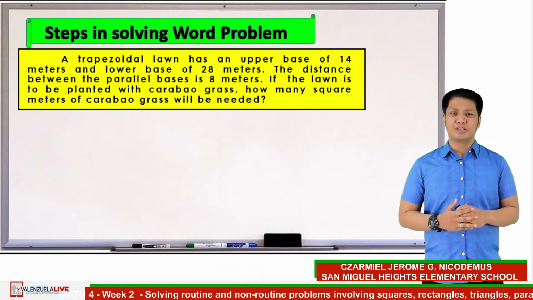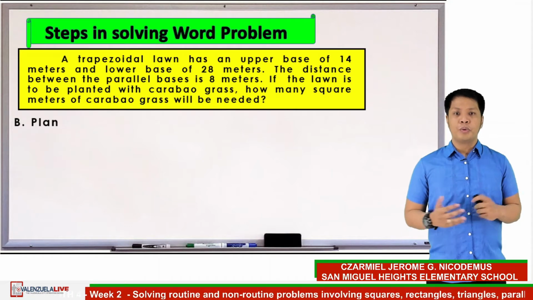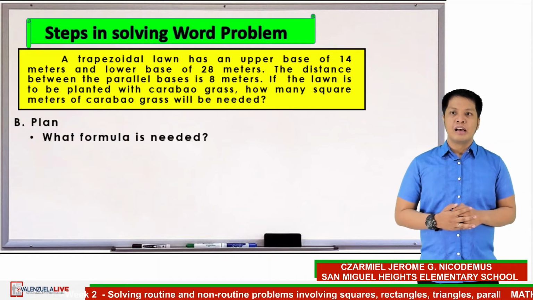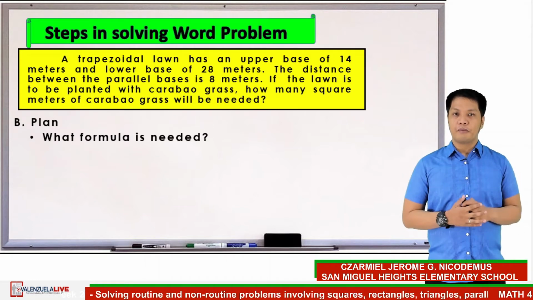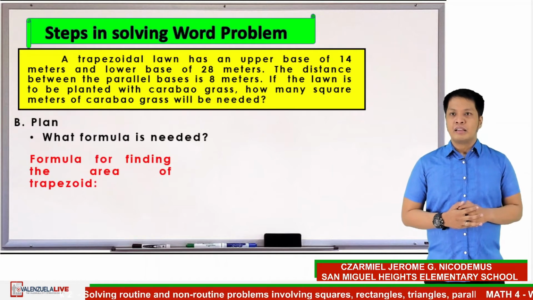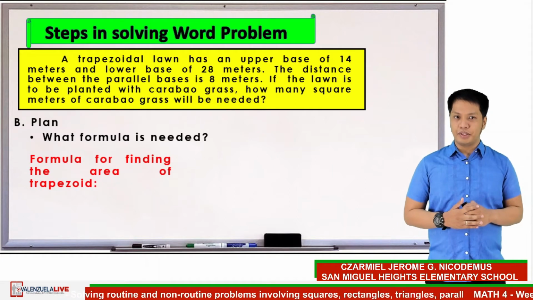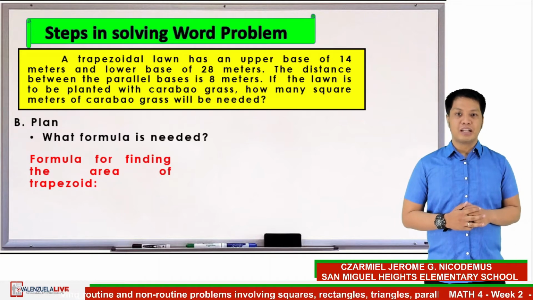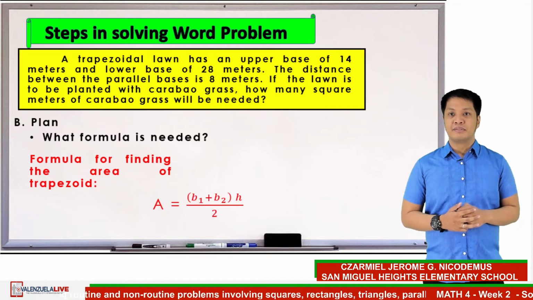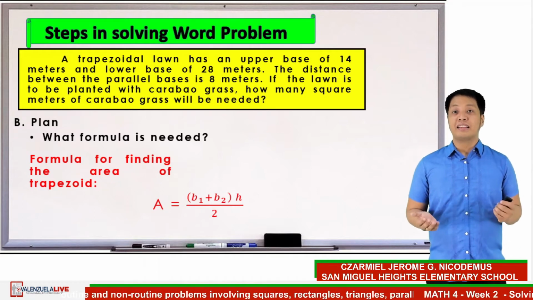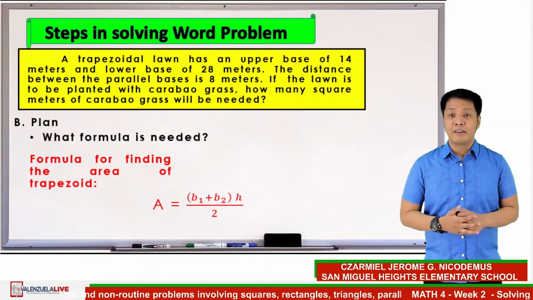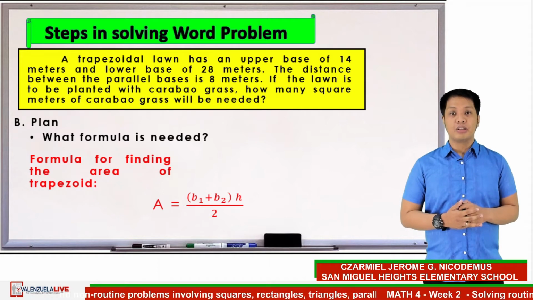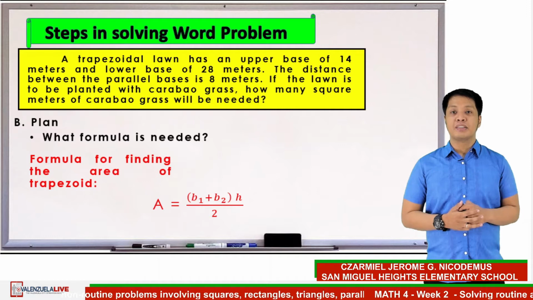The second step in solving a word problem is to plan for the word problem. We need to determine the formula to solve the problem. The shape of the lawn is a trapezoid. So we need to find the formula for finding the area of the trapezoid, which is, let A be the area, so A equals B1 plus B2, then multiply by height, then divided by 2.